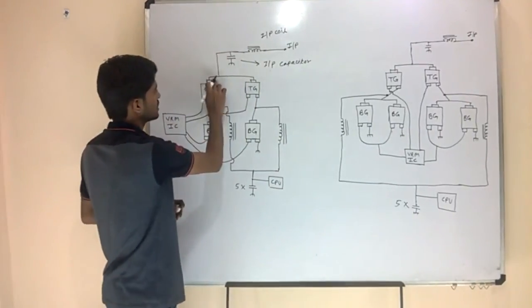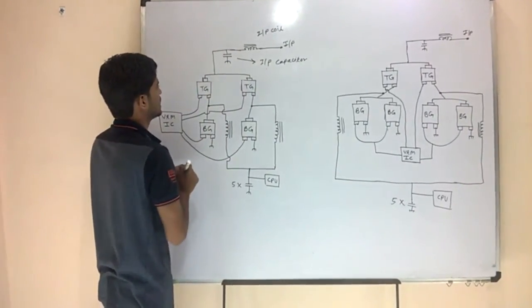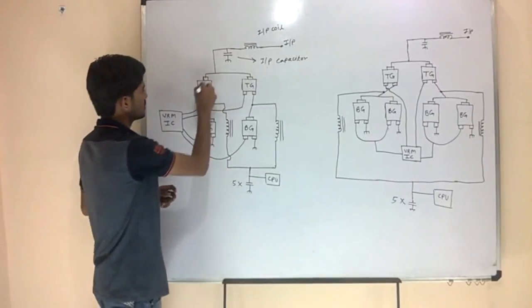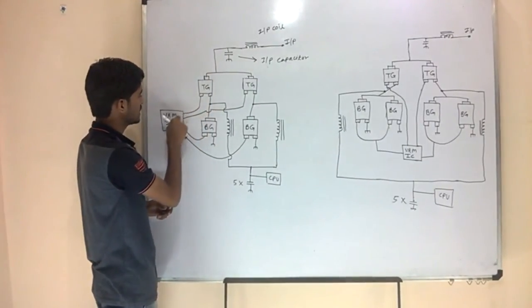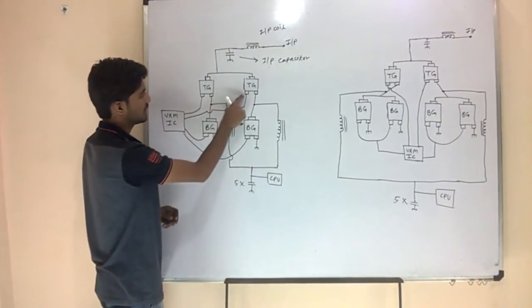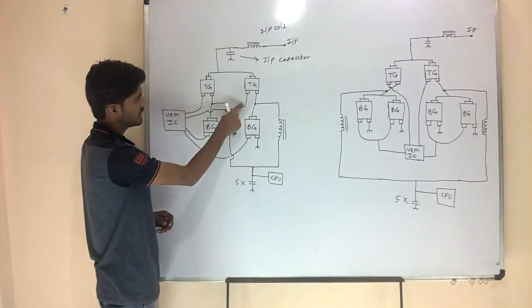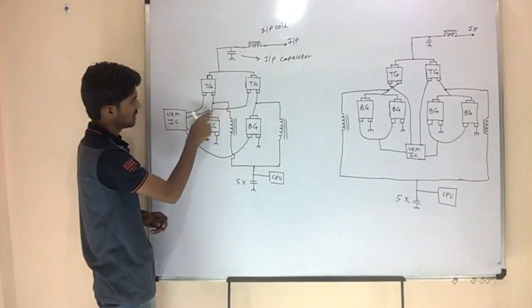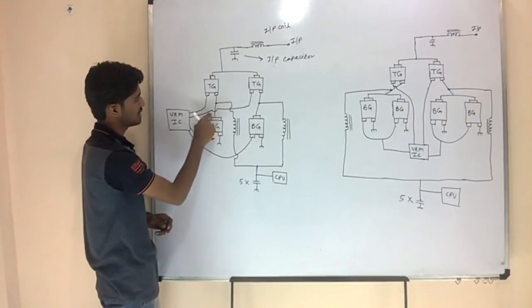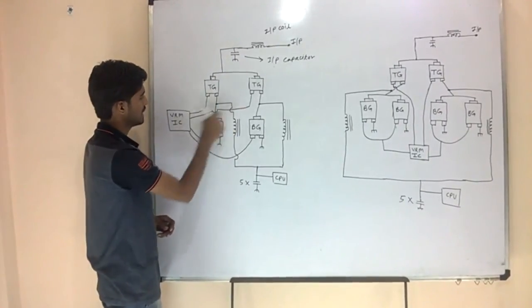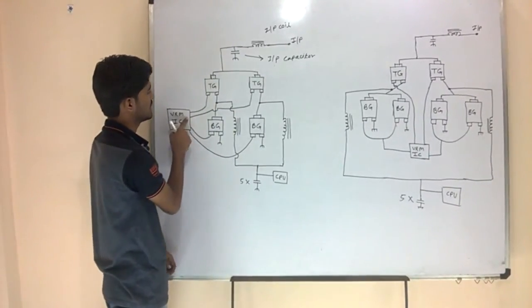And the supply goes on the drain of the TG MOSFET. Here is the TG. The gate of the TG is connected to the VRM IC. The same here, the gate of this TG is connected to the VRM IC.